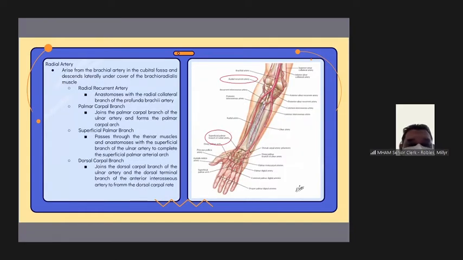For the radial artery, this arises from the brachial artery in the cubital fossa and descends laterally under cover of the brachioradialis muscle. For the branches, you have the radial recurrent artery, which anastomoses with the radial collateral branch of the profunda brachii artery. The palmar carpal branch joins the palmar carpal branch of the ulnar artery and forms the palmar carpal arch. The superficial palmar branch passes through the thenar muscles and anastomoses with the superficial branch of the ulnar artery to complete the superficial palmar arch. And then the dorsal carpal branch joins the dorsal carpal branch of the ulnar artery and the dorsal terminal branch of the anterior interosseous artery to form the dorsal carpal arch.